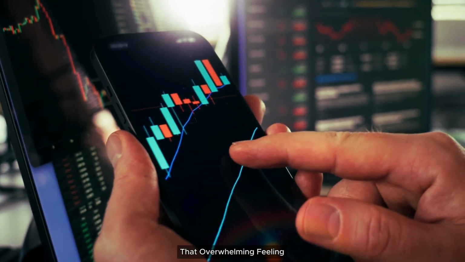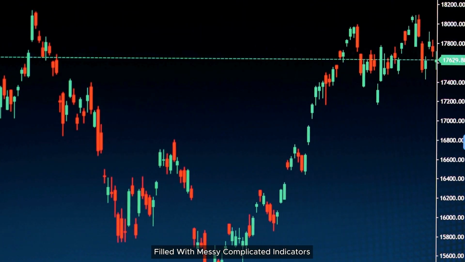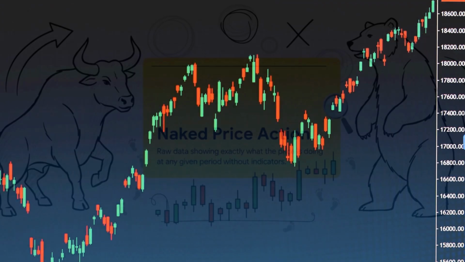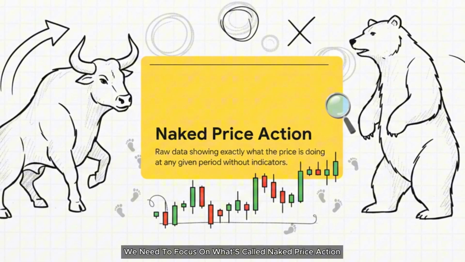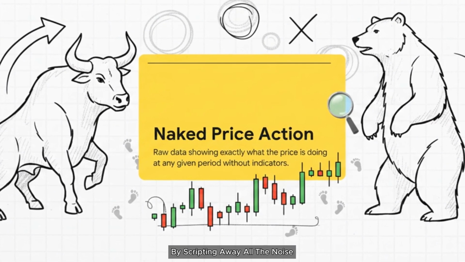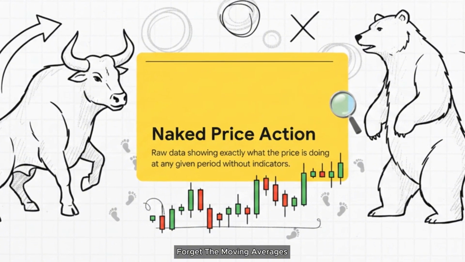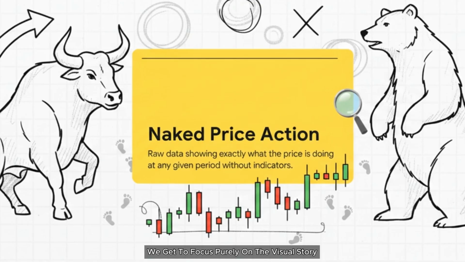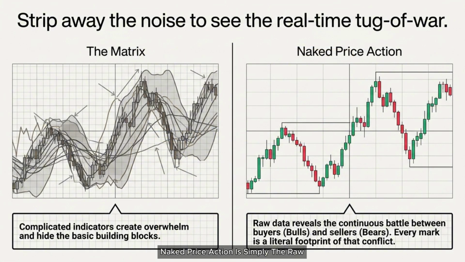That overwhelming feeling usually comes from looking at charts filled with messy, complicated indicators before you even grasp the absolute basics. To get past that overwhelm, we need to focus on what's called naked price action. By stripping away all the noise, forget the moving averages, the standard deviations, the overlapping bands for a second, we get to focus purely on the visual story. Naked price action is simply the raw, most critical data. It's the continuous, real-time tug of war between the buyers, who we call the bulls, and the sellers, who we call the bears. When you learn to read this raw data, you realize every single mark on the chart is a literal footprint of that exact battle.